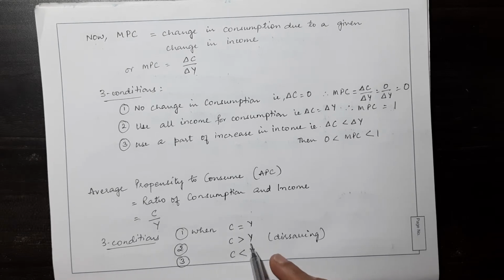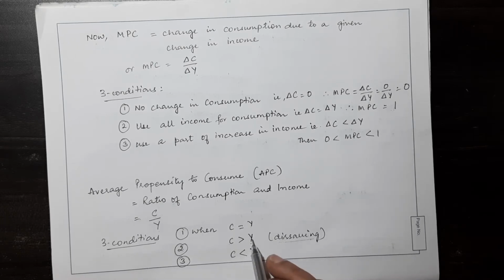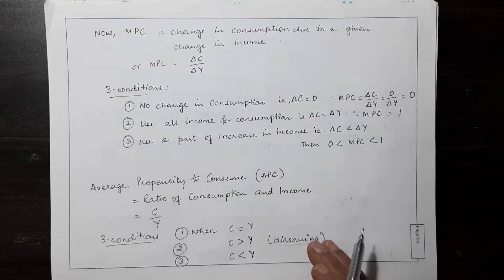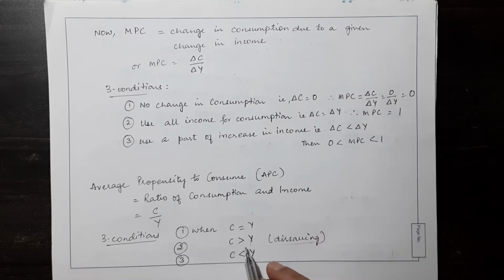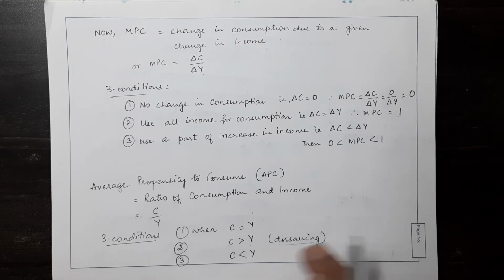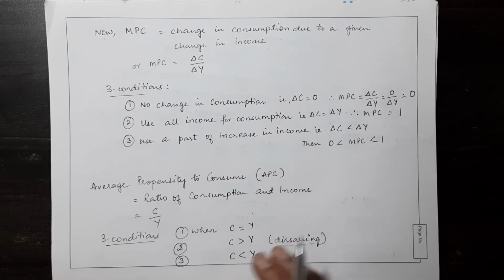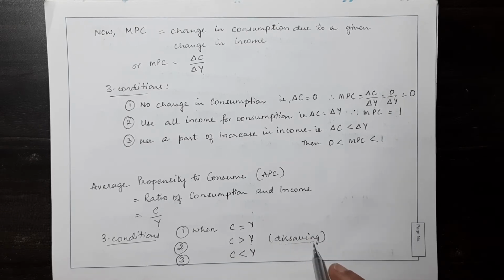Is it possible that consumption is greater than income? Yes. This situation is called dissaving because if consumption is greater than income, that means some part of the assets or some savings from the previous income is consumed. Sometimes we spend more than the income that we have. So what we do? We take out from our bank balance or something like that. We sell our assets in order to make a consumption. Okay, so this situation is dissaving.